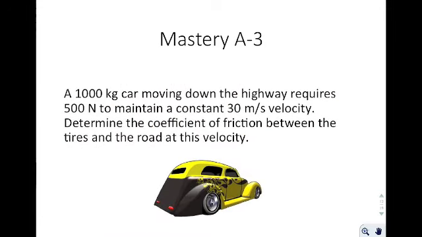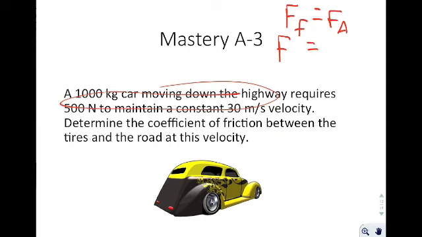Master A3, it says a 1,000 kilogram car moving down the highway requires 500 newtons to maintain a constant 30 meter per second velocity. Because it's a constant velocity right here, we know that the frictional force is going to equal the applied force, and we're going to have a frictional force of 500 newtons. And specifically, we know that this is going to be a kinetic frictional force because the object is moving. Determine the coefficient of friction, so I'm looking for the mu k term, between the tires and the road at this velocity.